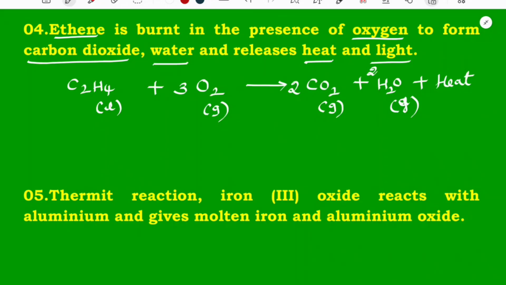Now we can say what type of reaction this one is. So just very simple. Here C2H4 is converting to CO2. CO2 means what takes place? Addition of oxygen takes place. So it is oxidation.